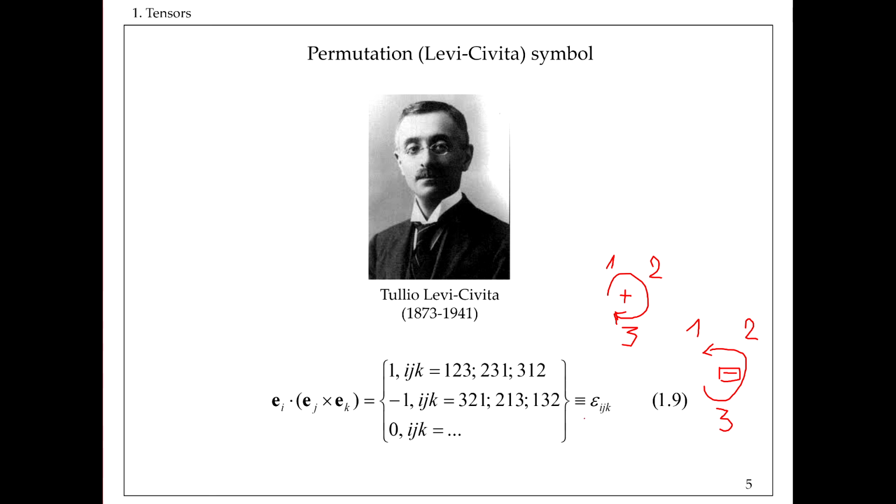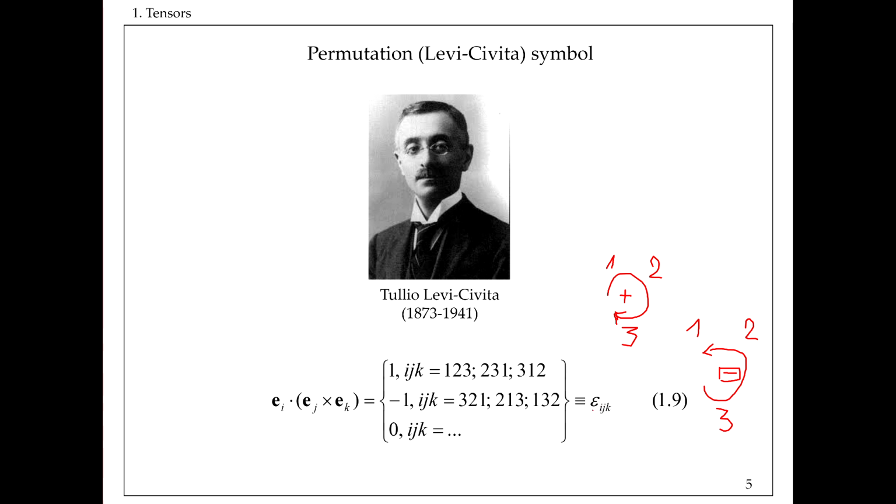So this complicated pseudo third order tensor, it's not a tensor, just a symbol, right? So it represents components. You see it's not bold. It's typically denoted by epsilon. So this is the Levi-Civita or permutation symbol.